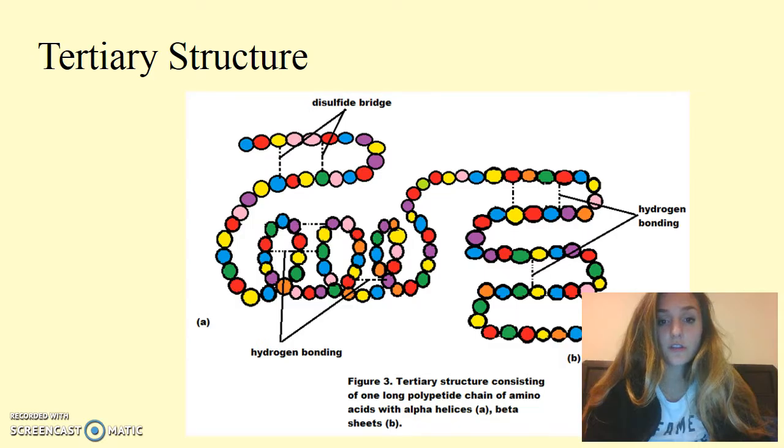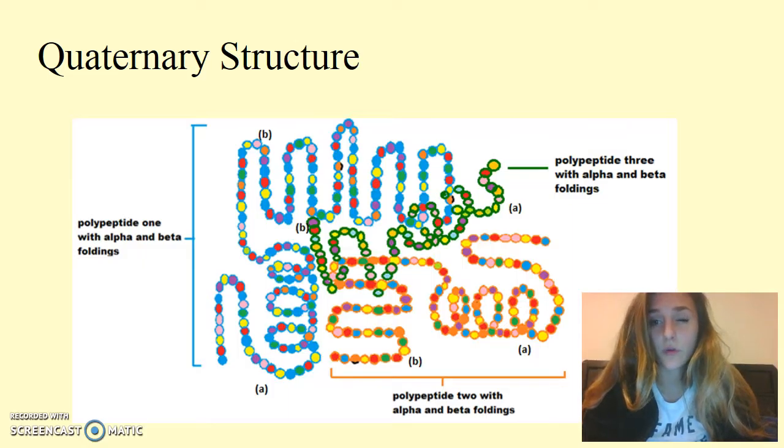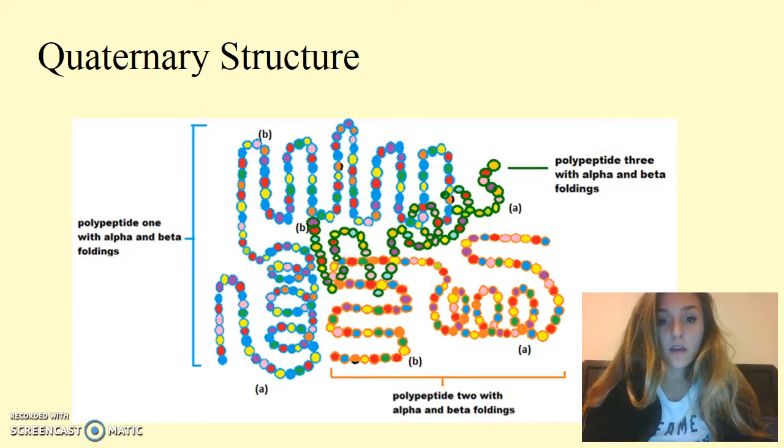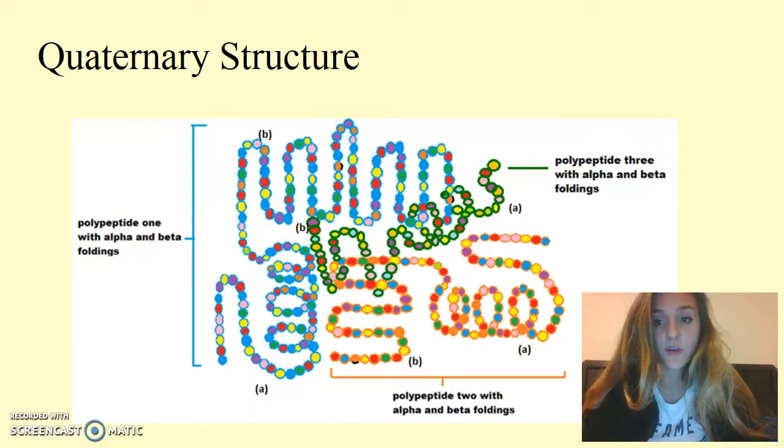Tertiary structure, so this is just one polypeptide chain with alpha helices and beta sheets as well as other foldings. And then quaternary structure, so we have more than one polypeptide chain, and this figure is actually three. By the way, I actually did all these figures myself. What's showing here is actually three subunits that this hypothetical protein has.